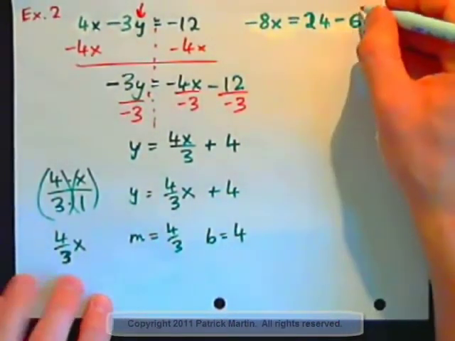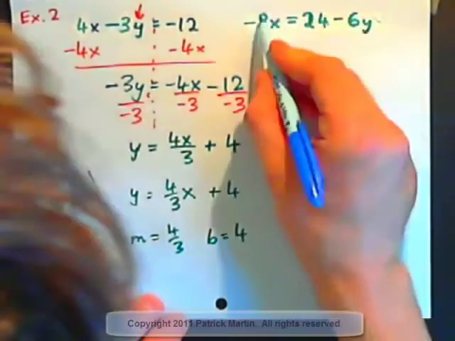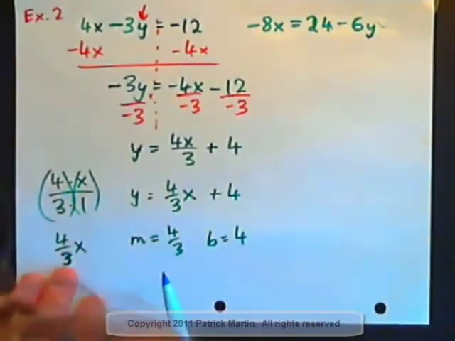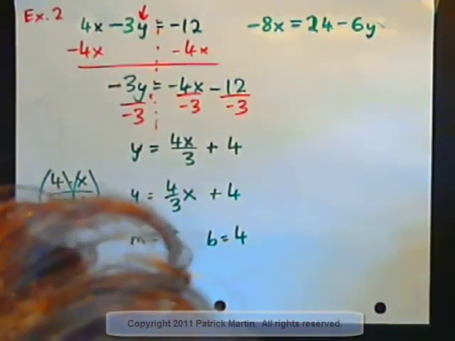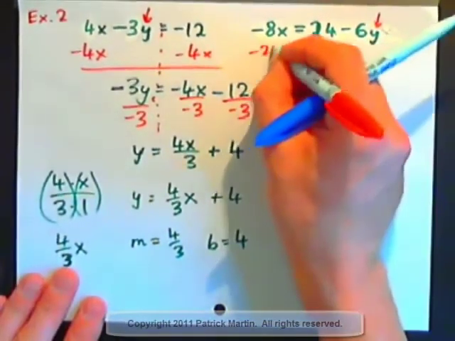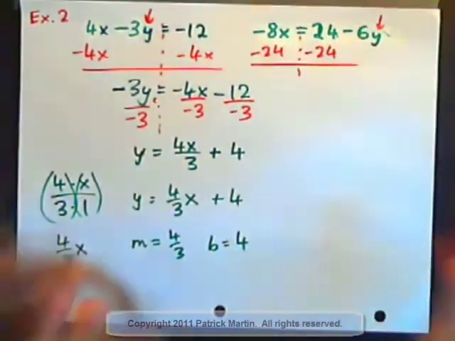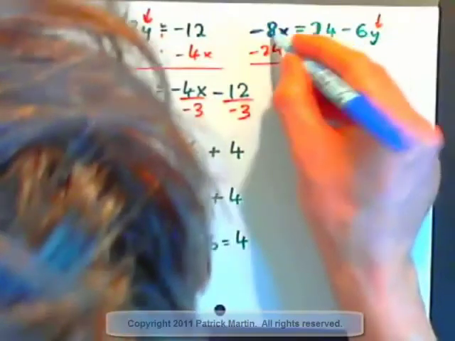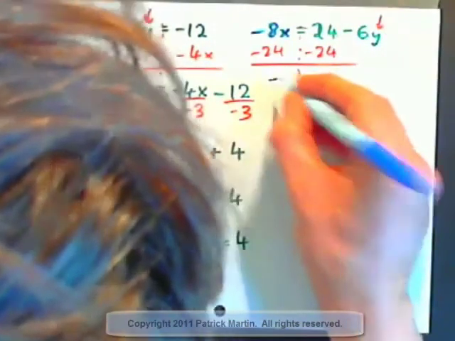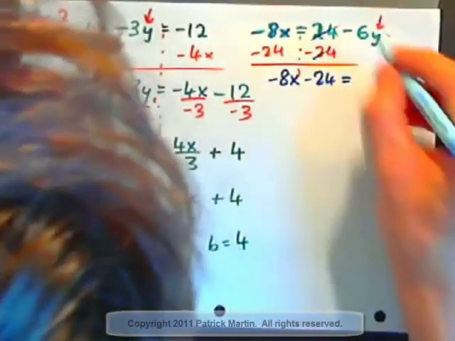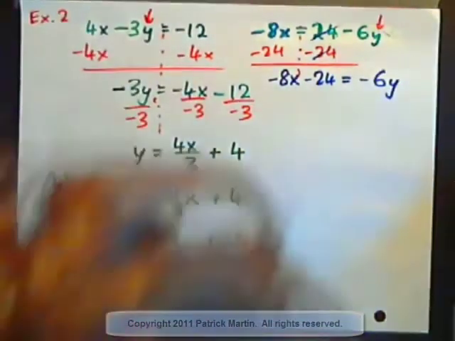And now solve this line. Negative 8x equals 24 minus 6y. So press pause on your video and try this one yourself. Okay, now I'll do it. I need to get y by itself. So I'm going to subtract 24 from both sides. And always remember, we cannot put the negative 8 and the negative 24 together to make negative 32, because this is an x term, this is a number. These are not like terms. So on the left, we have negative 8x minus 24 is equal to, that goes away, negative 6y, right?